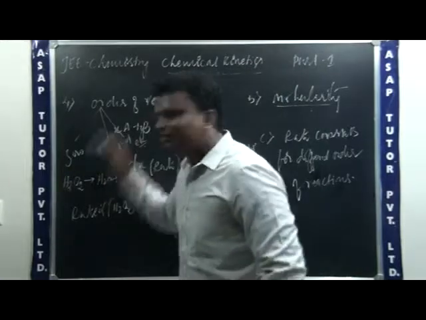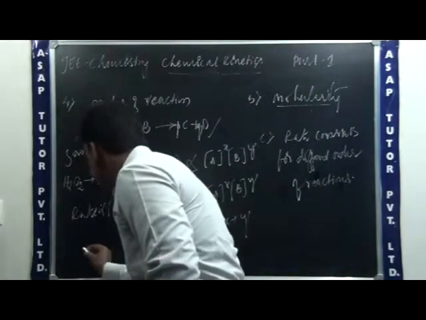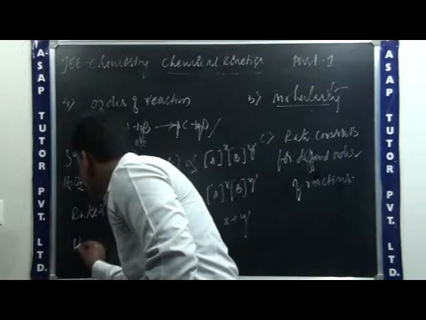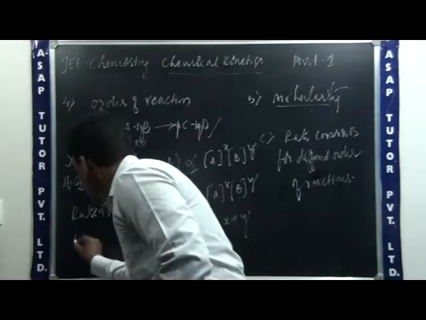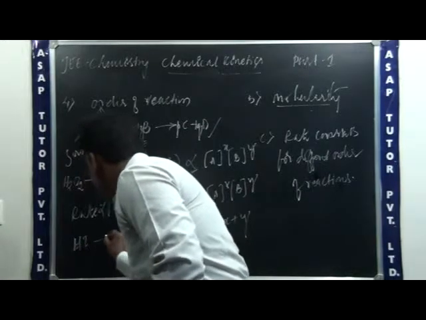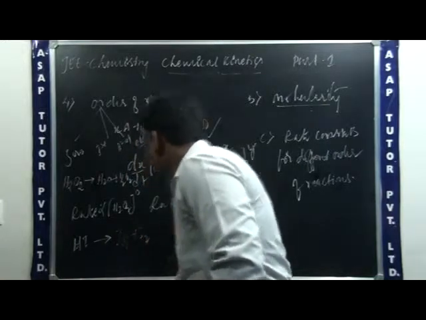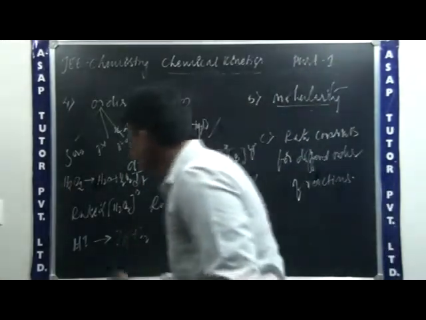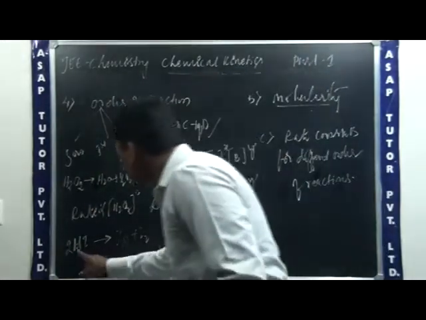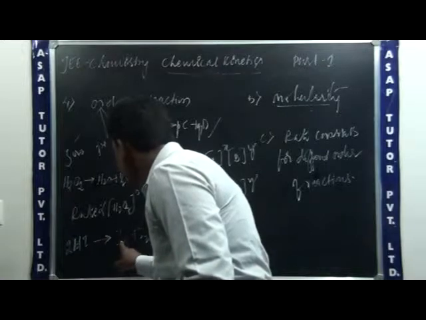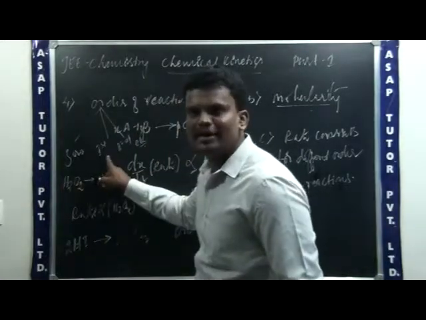Then I will come to the first order reaction. For the first order reaction, we can take the decomposition of hydrogen iodide. Hydrogen iodide decomposes to form H2 plus I2. To balance the equation, I need to write 2HI. So 2HI leads to the formation of H2 plus I2. This is a very good example for first order reaction.